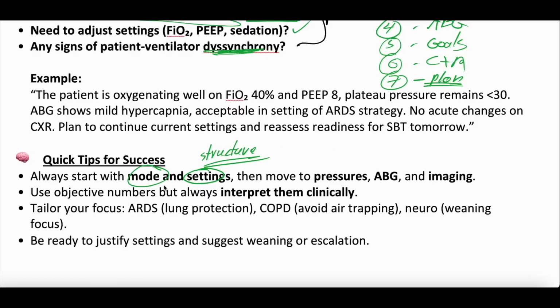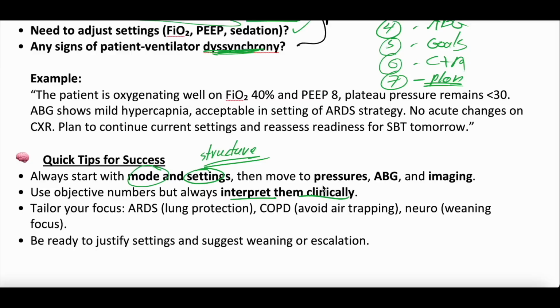All right, use objective numbers, but then in the plan, interpret them clinically, right? So when you're presenting the numbers, just be objective. Don't use soft language like, their FiO2 is around 40-ish%. Really use objective: their FiO2 is 40%. But then when you're interpreting them clinically, you can interpret them. When you're objective, stay objective. And when you are interpreting, you can come up with a plan and instill some subjectivity to that plan.